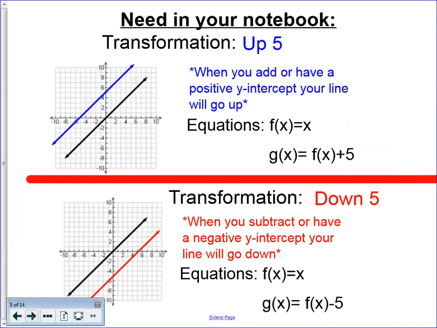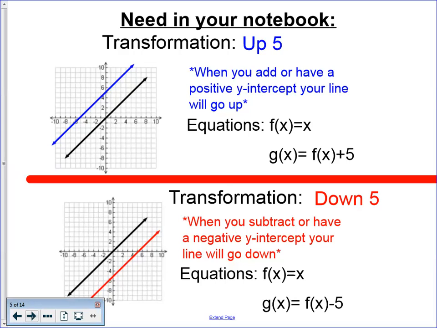All right, so we need to know what these linear transformations are. Everything you see on this slide, you need to go ahead and write down. Linear transformations are where I take my parent function and I shift it into a different direction. For instance, on top here, we see the transformation moving up. Whenever you add or have a positive y-intercept, your line is going to move up. From the black line to the blue line, our transformation is up 5. Whenever you have these types of transformations, you must say the number of how much it moved. So again, in this case, it would be up 5.